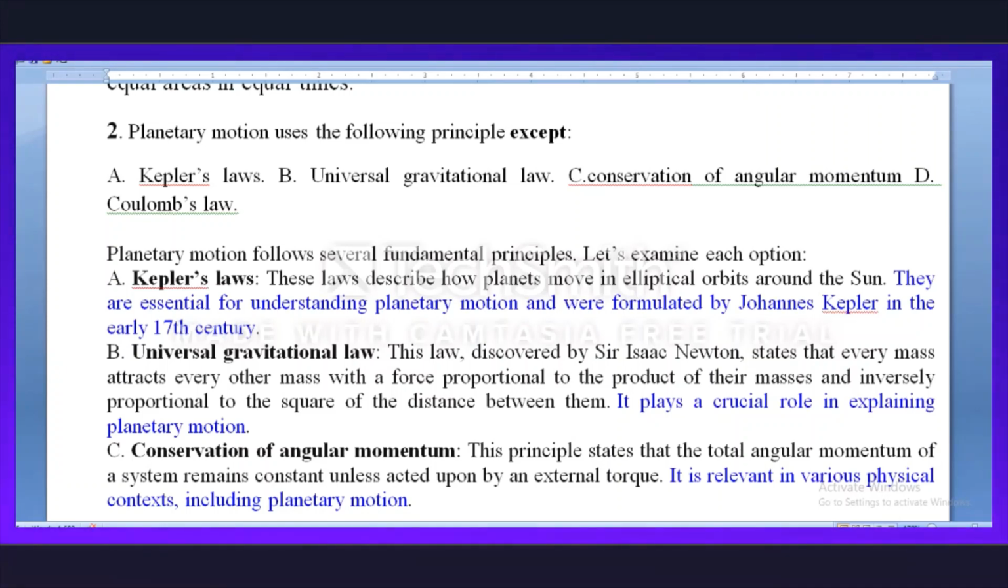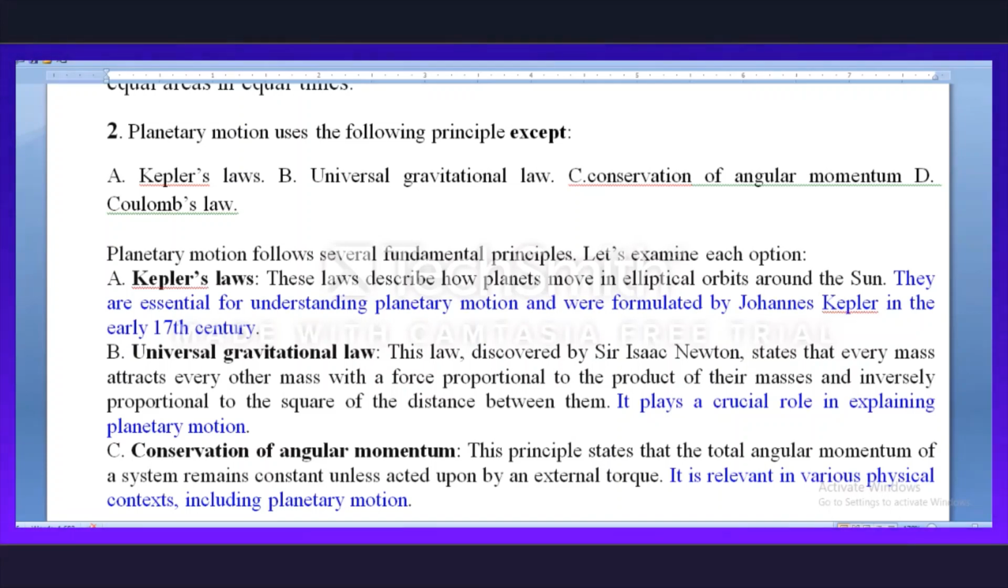planetary motion follows several fundamental principles. Let us examine each option. The first one, Kepler's law. This law describes how planets move in elliptical orbits around the sun. They are essential for understanding planetary motion and were formulated by Johannes Kepler in the early 17th century. The second, universal gravitation. This law, discovered by Sir Isaac Newton, states that every mass attracts every other mass with a force proportional to the product of their masses and inversely proportional to the square of the distance between them. It plays a crucial role in explaining planetary motion.